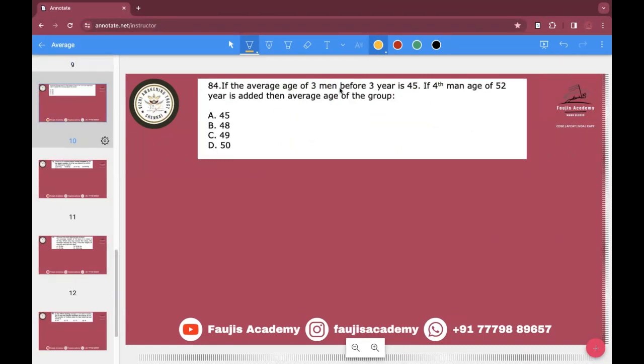If the average age of 3 men before 3 years is 45, so what is the present? 48? Yes, sir. So what is the total? 144? Yes, sir. Then this man came, 52. 691 divided by 4. How much is that?